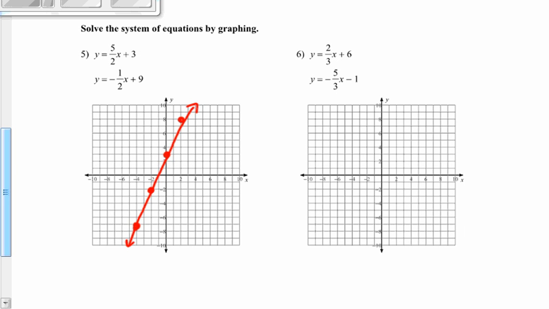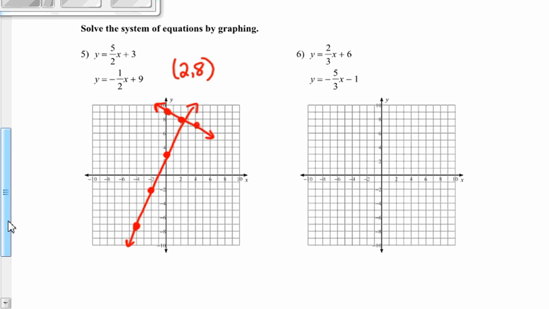And then I'm going to graph the second one. So 9 is the y-intercept with a slope of negative 1/2. And so I can see exactly where those lines would intersect, and that point is at 2, 8. So our solution here is 2, 8.